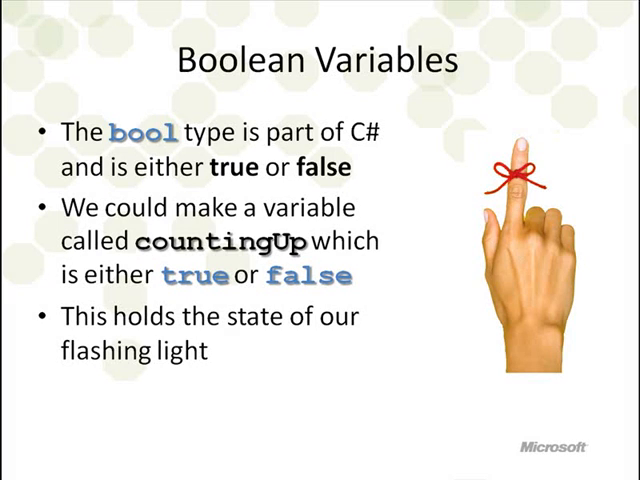Okay, numbers I can put in some kinds of variables, others are designed specifically for particular jobs, and in the case of the bool type it's good for holding true or false. So I'm going to make a variable, I'm going to call it counting up, and if it's true we're counting up, and if it's false we're not counting up, we're counting down. Okay, so this holds the state of our flashing, of our pulsing light. Okay, it's a new type. We haven't seen it before.